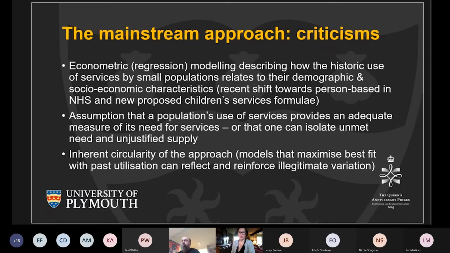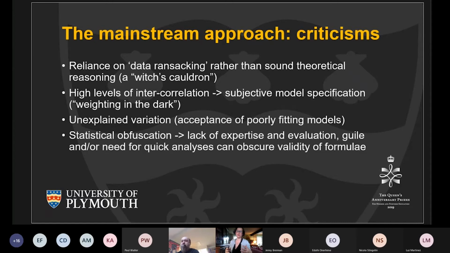Yeah, I've mentioned the witch's cauldron idea. And I think this is the idea that there should be some sound theoretical reasoning behind your idea about where needs, resources for services ought to be. A wonderful example of this recently was the community hospitals element of the hospital and community services formula. So they actually managed to find some data, and like I said, I've got quite a lot of admiration for the NHS England team that do this.